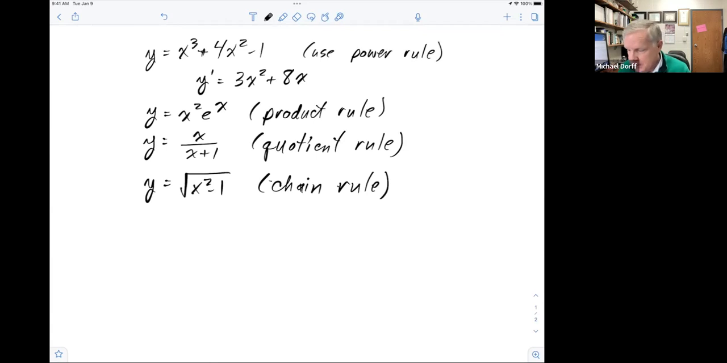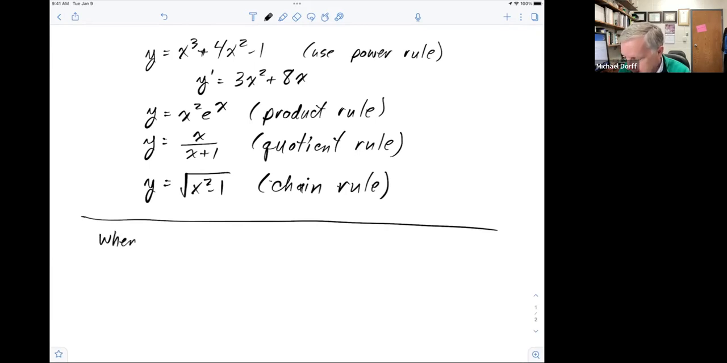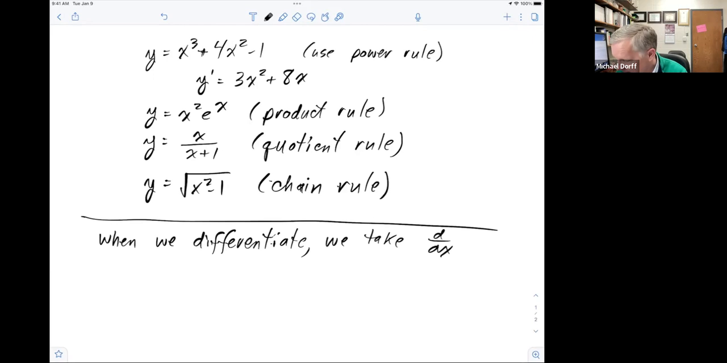In all these problems, what are we doing in essence to solve these? Well, this is kind of hidden behind here, but actually what we're doing is, when we differentiate or take the derivative, we are taking d dx of both sides of the equation.